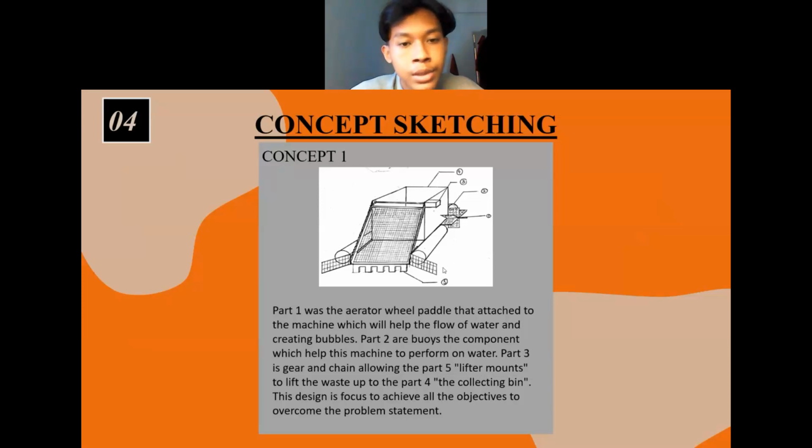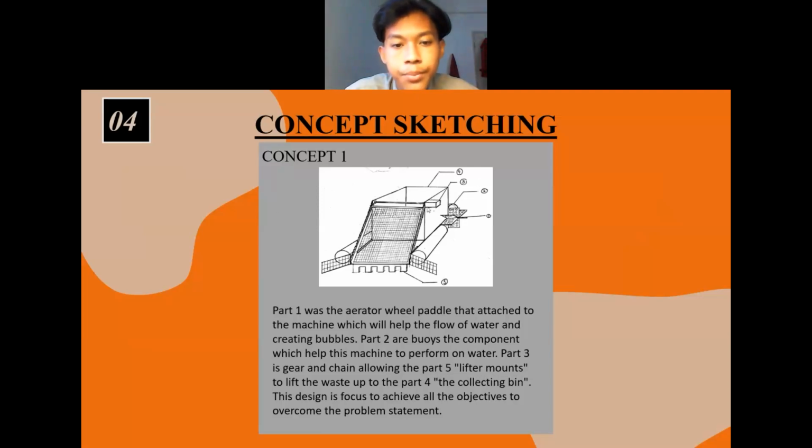So this one is concept one of the sketching. There is the aerator wheel pedal attached to the machine, which will have the flow of water and create bubbles. Then part two, at the back, is the main body component, which helps this machine to perform and to float on the water.